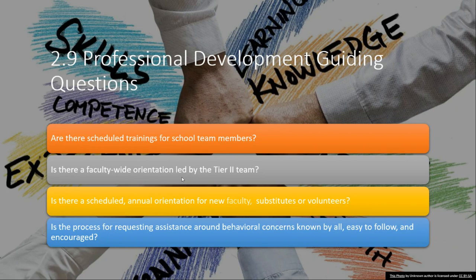So again, there should be a process where a student themselves, a family member, or a school staff person can nominate a student that they feel is in need of those tier 2 targeted supports, and that process should be well known and very easy to complete.